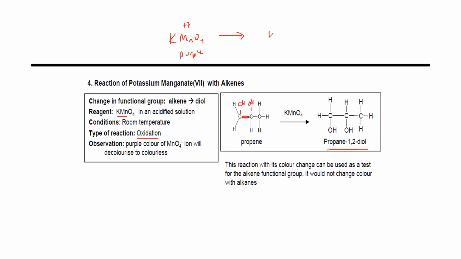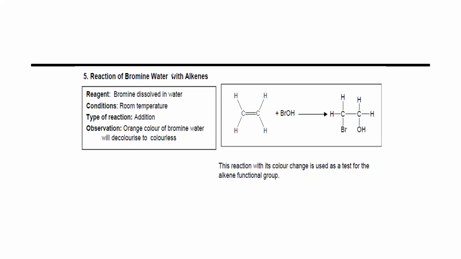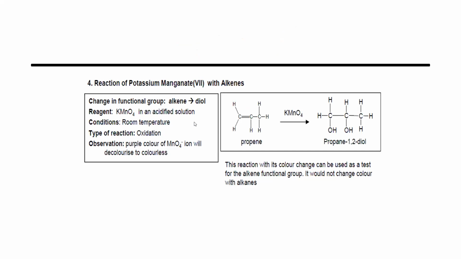When it reacts, it will turn Mn +7 to +2. When it is +2, it is colorless. So what will we observe when this reaction occurs? We'll observe that the purple color will disappear, or it will decolorize. Just the final product is important. The mechanism is not needed. You don't have to learn the mechanism for this.